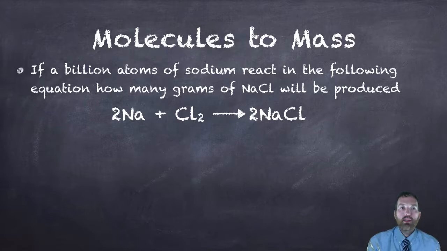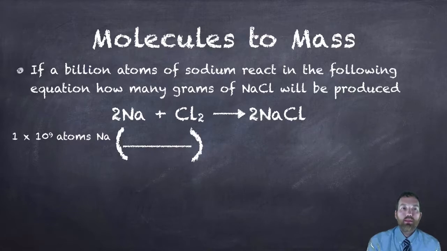Molecules to mass. If a billion atoms of sodium react in the following equation, how many grams of NaCl will be produced? Do you remember how to write a billion? Well, this is on your reference table, your prefix table here. A billion is 10 to the 9. A billionth would be 10 to the negative 9. So a billion is 1 times 10 to the 9 atoms of sodium.